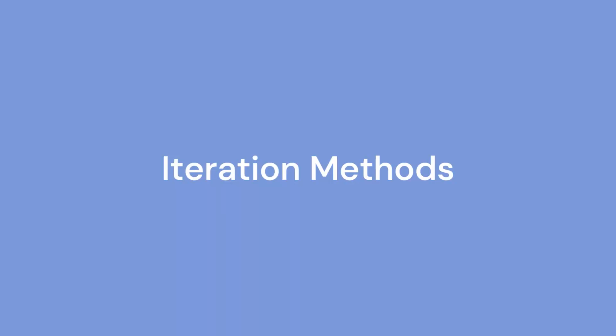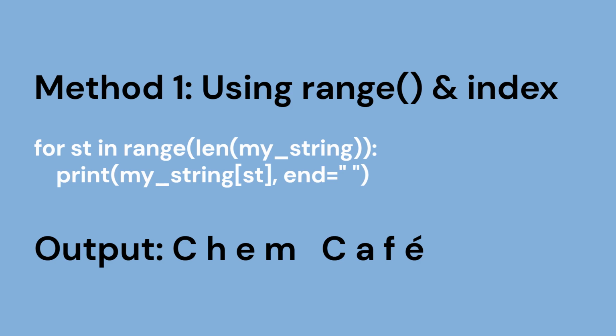Iteration methods. Now the fun part. Iterating over strings. Since strings are iterables, we can loop through them in different ways. Let's explore. Method 1. Using range and index. For i in range(len(my_string)): print(my_string[i], end=' '). Output: c h e m blank space c a f é. Classic method, like checking each atom in a molecule one by one.